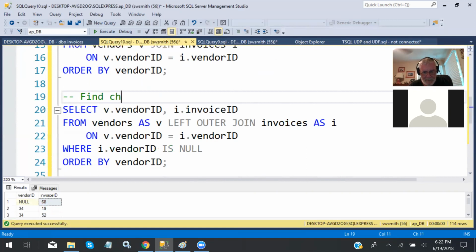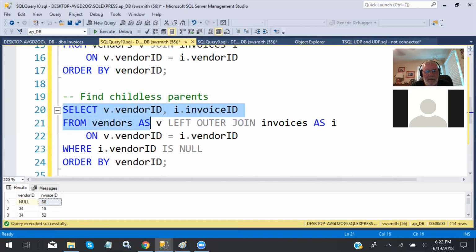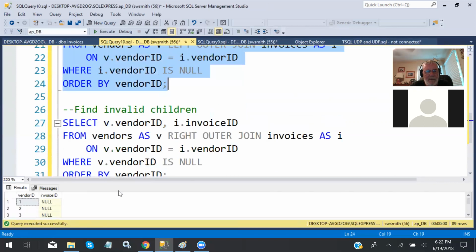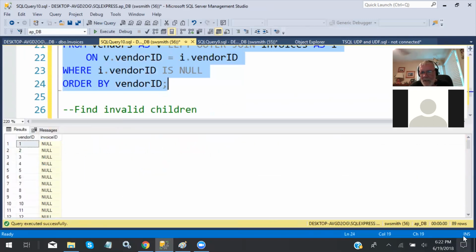Find. Okay, finding childless parents. Let's see. So these are childless parents. All of these guys are null. They have no children. And I have 89 childless parents.